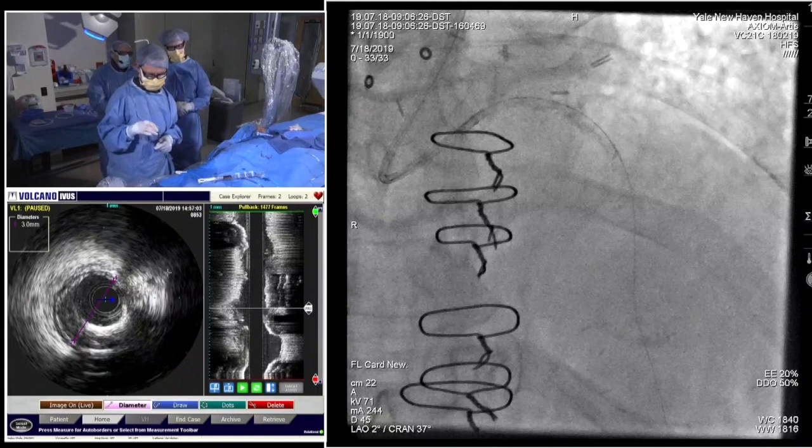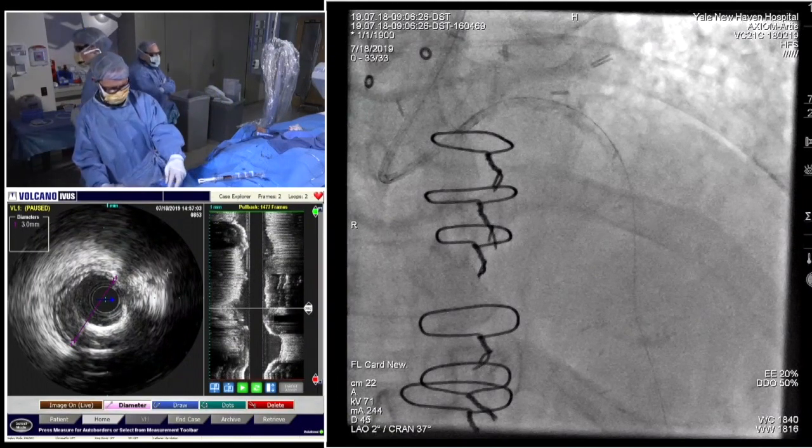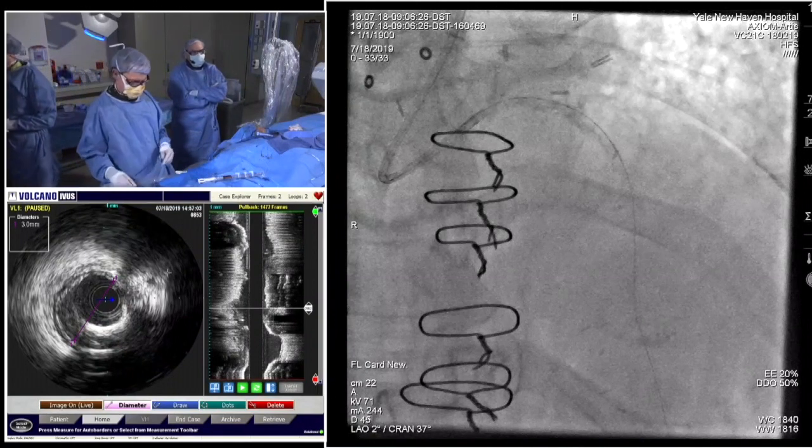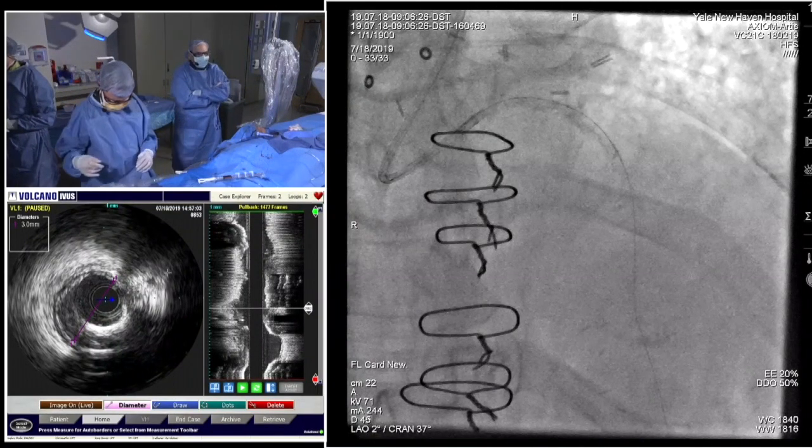So, you want to answer, Glenn? I was thinking 2.75 distally, a shorter stent, and then upsize the stent from there. Yeah, I think that's very reasonable.